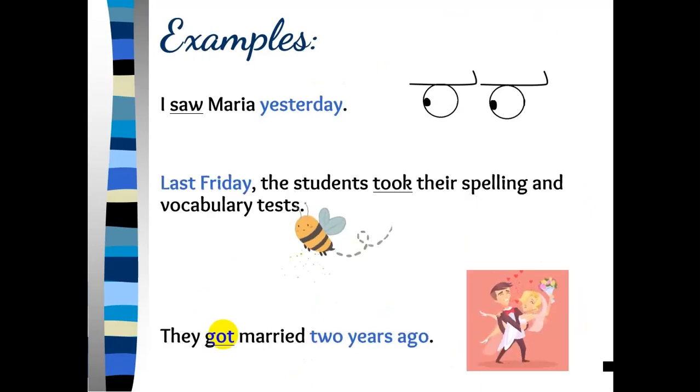For example, I saw Maria yesterday, so it's an irregular verb. Last Friday, the students took their spelling and vocabulary test. Took is an irregular verb. And the last one, they got married 2 years ago. Got, it's an irregular verb.